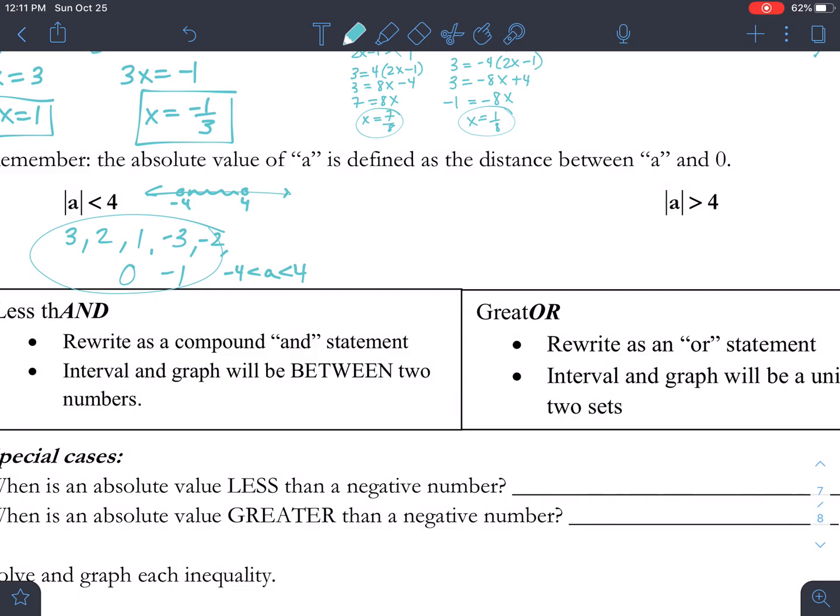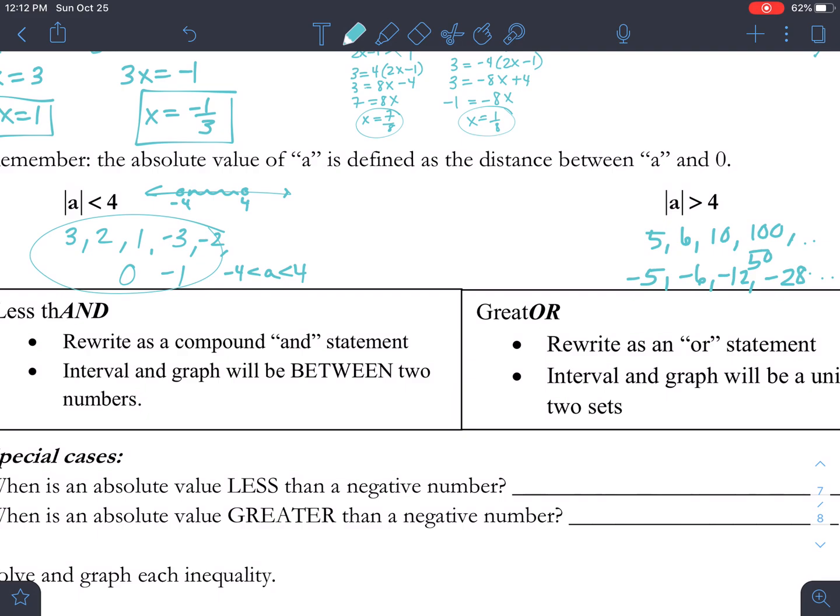Well, think of some numbers. How about 5, 6, 10, 100, 50, any number bigger than 4. All right, but on the other side, think of the negatives. What about -5? Would that work? Well, the absolute value of -5 is 5. How about -6, -12, -28? Any negative, any huge negative number, the absolute value of that would still be greater than positive 4.